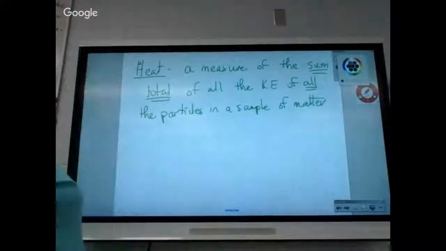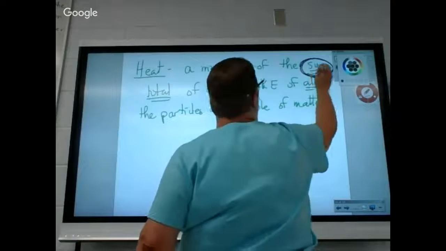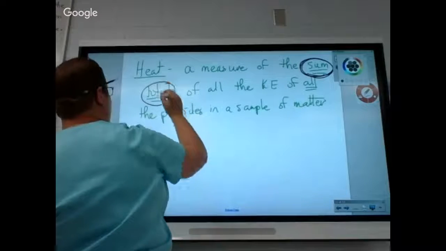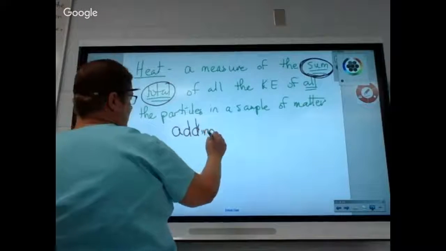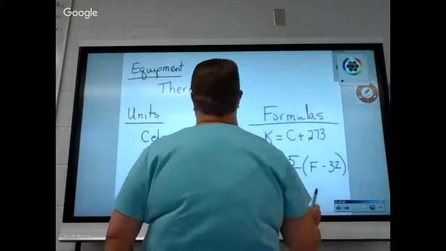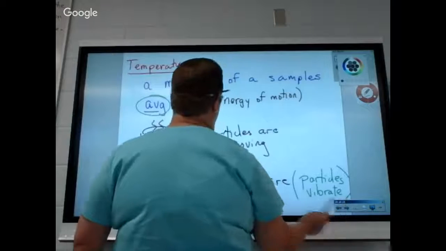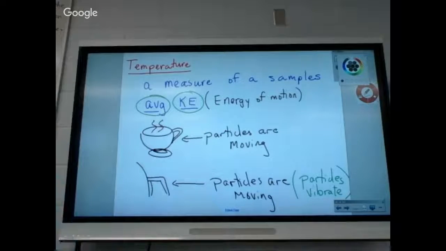All right. Now, what is the difference between heat and temperature? It's the key difference. All right. Heat is about the sum, okay? The sum total. So we're adding for heat, okay? And for temperature, we're doing what? We're taking samples of average, okay? We're just averaging the particles.